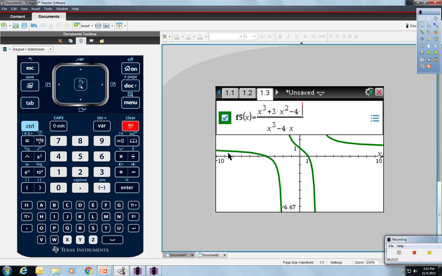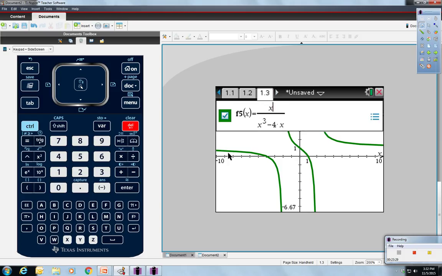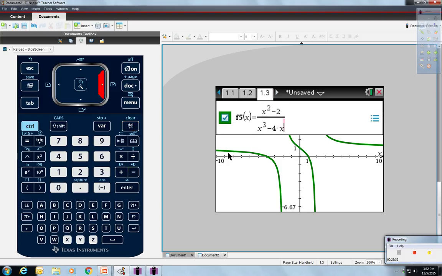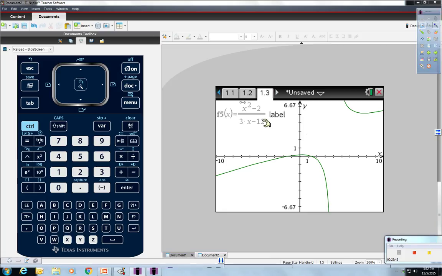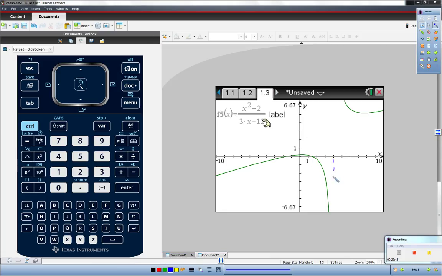So let me type that in the graphing calculator. X squared minus 2, and in the denominator, 3x minus 12. All right, and so there is my graph. Let me just go ahead and move this function out of the way so you can see it. And then sure enough, at x is equal to 4, 1, 2, 3, 4, there is a vertical asymptote. And there is no horizontal asymptote for this because it will continue to go down this way and it will continue to go up that way. So there's no horizontal asymptote for this one.